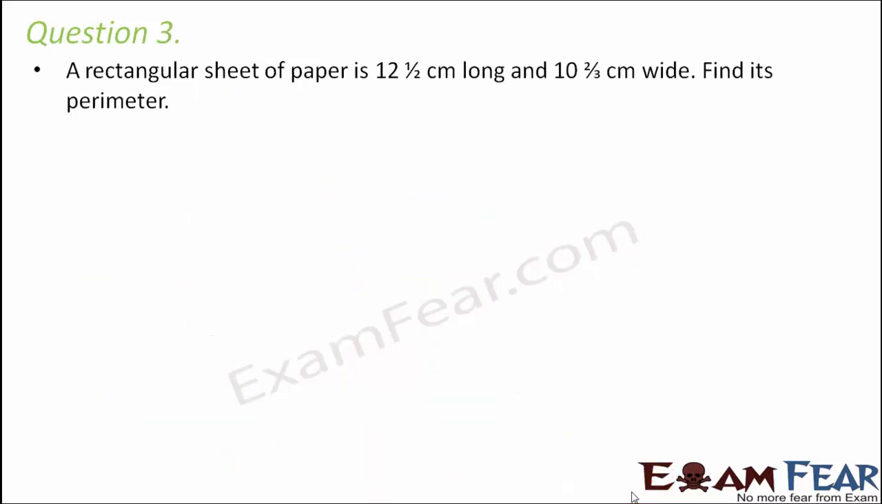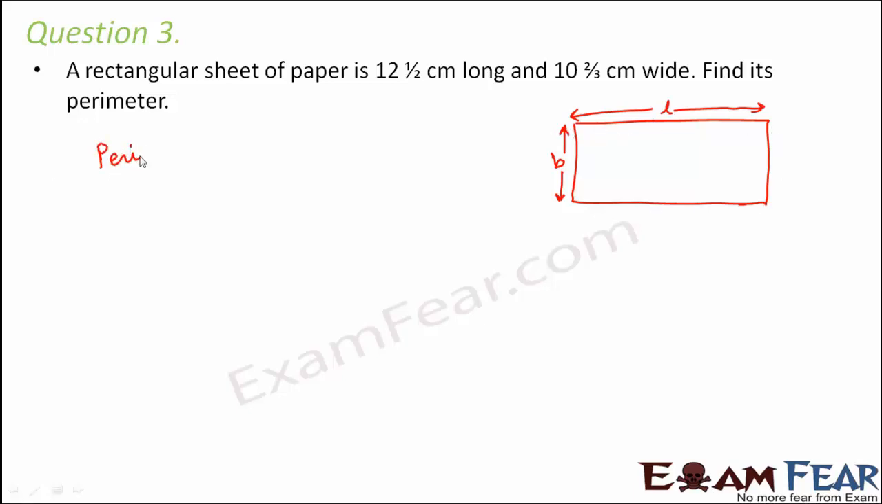Question number 3. A rectangular sheet of paper is 12 1 by 2 centimeter long and 10 2 by 3 centimeters wide. So you have a rectangular sheet of paper something like this. So the length is given. This is the length. And this is the width, which is also called the breadth. Find its perimeter.